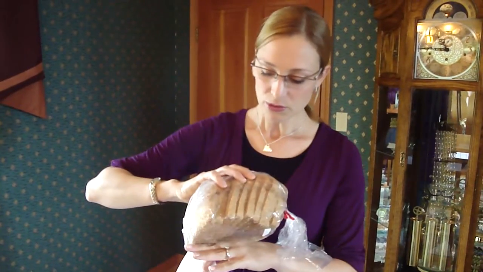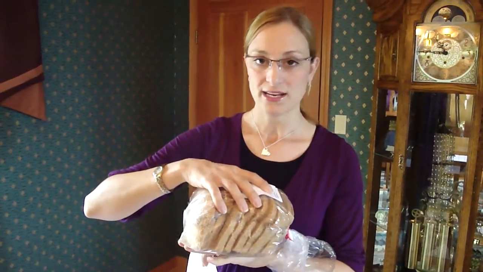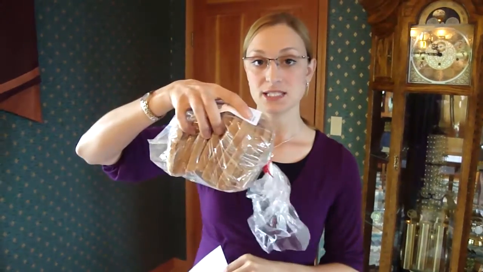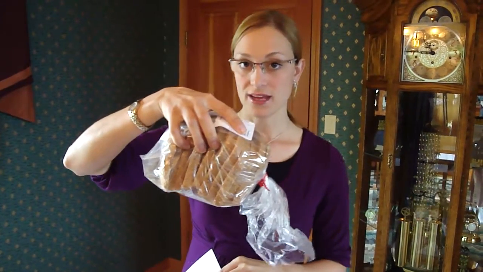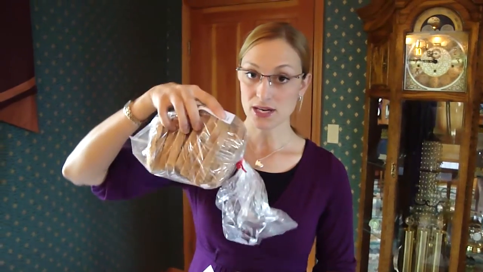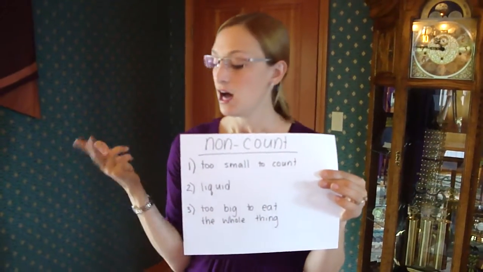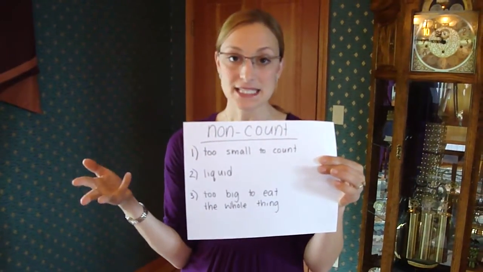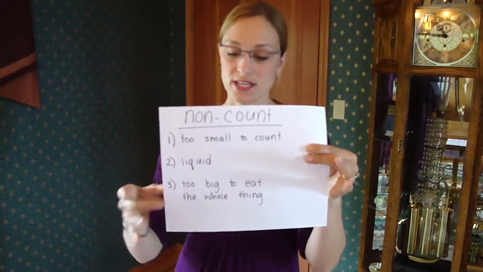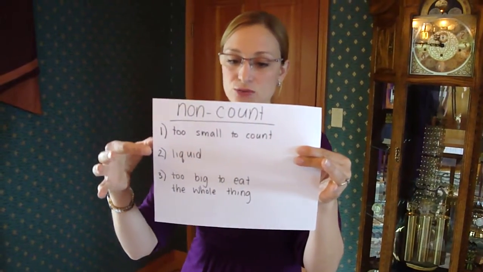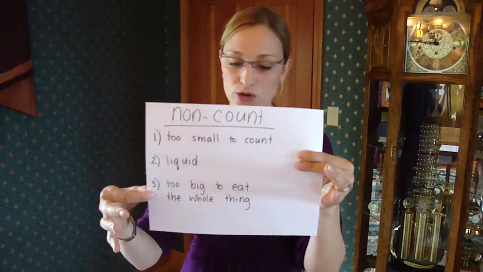Now, why would we not count this? Why do we just say bread and not, can I have 1 bread, 2 breads? The reason is because it's too big to eat the whole thing. Okay, yes, you could probably eat the whole thing if you wanted to, but typically we cut it up. So if it's too big to eat the whole thing, for example, pizza, cake, bread, meat, you wouldn't eat the whole cow. Those are things that are also non-count. So we've got 3 basic rules: too small to count, it's a liquid, or too big to eat the whole thing.